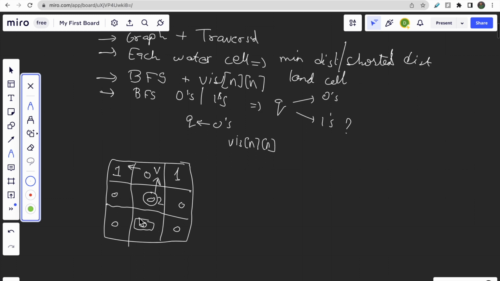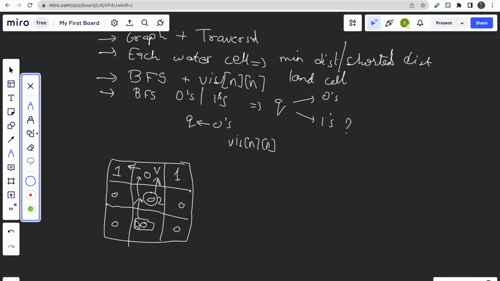Okay, so it will traverse here. Assume this cell is not visited by any zero. But currently, this zero has traversed one distance, right? From here it traversed to here. Now this zero will see that this cell is visited by another zero, so it won't be able to traverse till here. Means this zero can't traverse this cell, right?